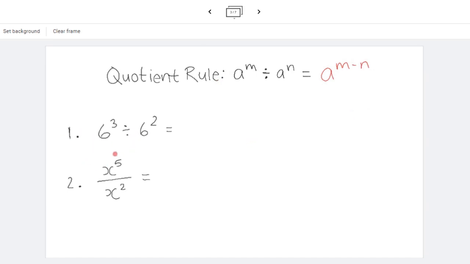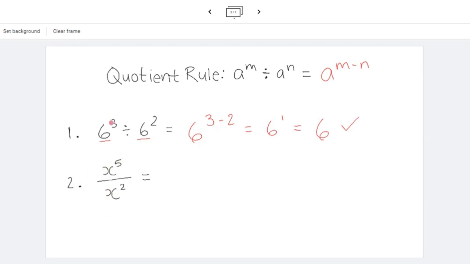So our first example is 6 to the power of 3 divided by 6 to the power of 2. Our bases are the same, so we can do the quotient rule. So we're going to write down our base, 6 to the power of 3 minus 2. And that is 6 to the power of 1, and that simplifies to 6. And that's right, okay?